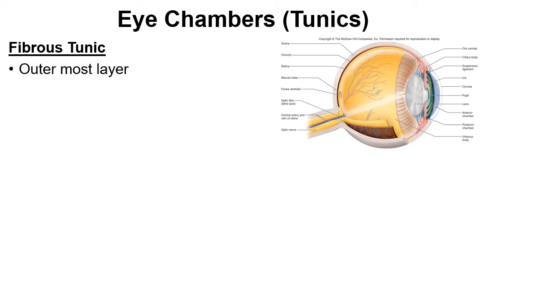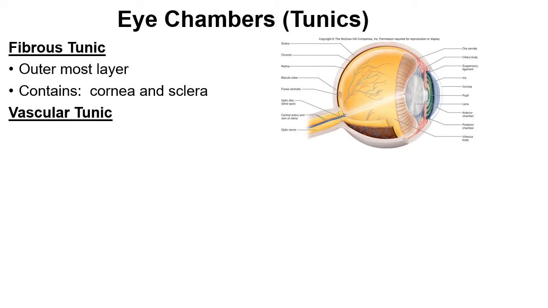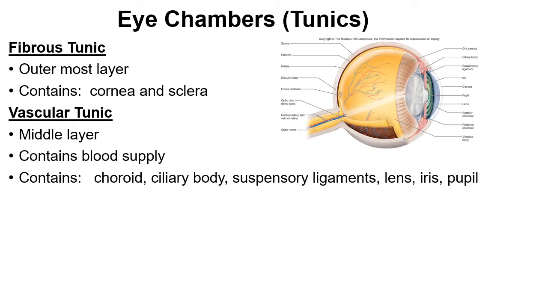each. So the fibrous tunic is the outermost region or layer. It contains the cornea and the sclera. You will need to know which structures are in which tunic. The vascular tunic is the middle layer, has lots of blood vessels, and it contains the choroid, the ciliary body, suspensory ligaments, the lens, the iris, and the pupil.